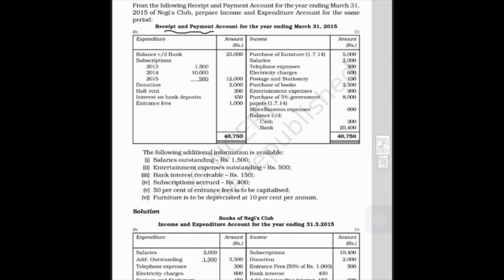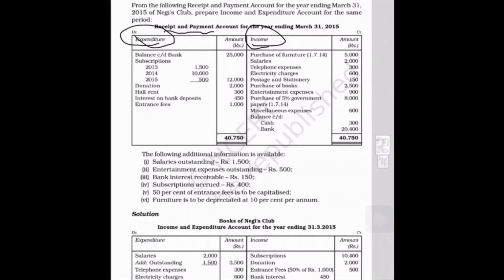Receipts and payments means the debit side is the receipt side, the payment side is the credit side. Here it has been wrongly typed, so please make it correct. There is no expenditure, it is receipts. The debit side is the receipt side. Write it down, receipts, and then on the other side, expenditure. Credit side is the expenditure side, debit side is the receipt side.